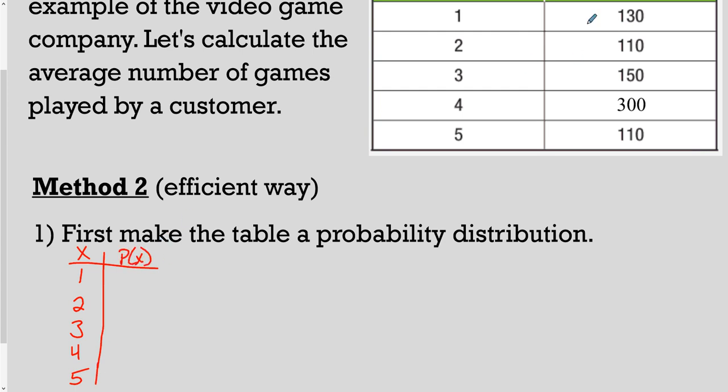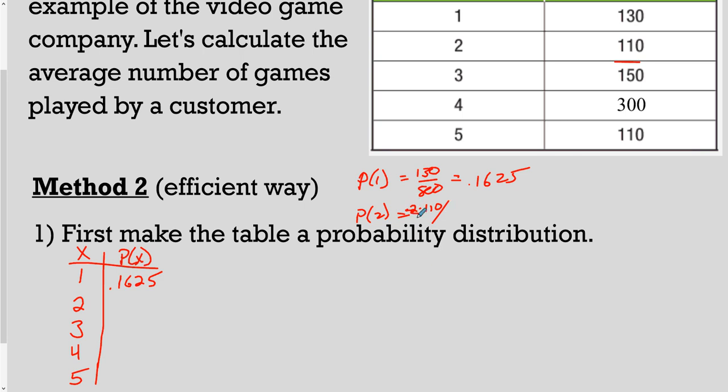So 1 game is 130 out of 800, right? We're assuming this is a fair sample. So we can assume that this would work for the entire population. So that's going to be 0.1625. Probability of playing 2 games would be the 110 players who play 2 games times 2, right?